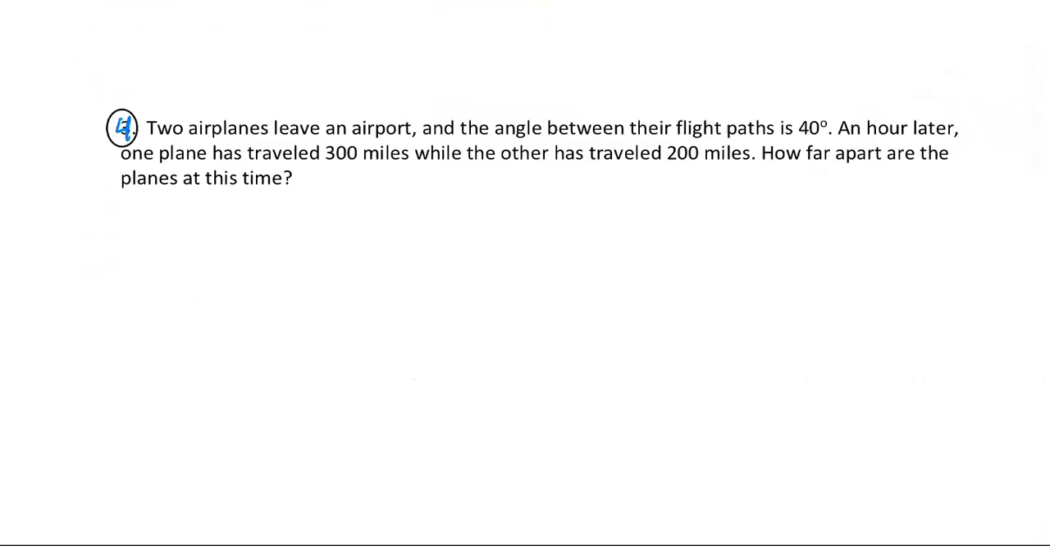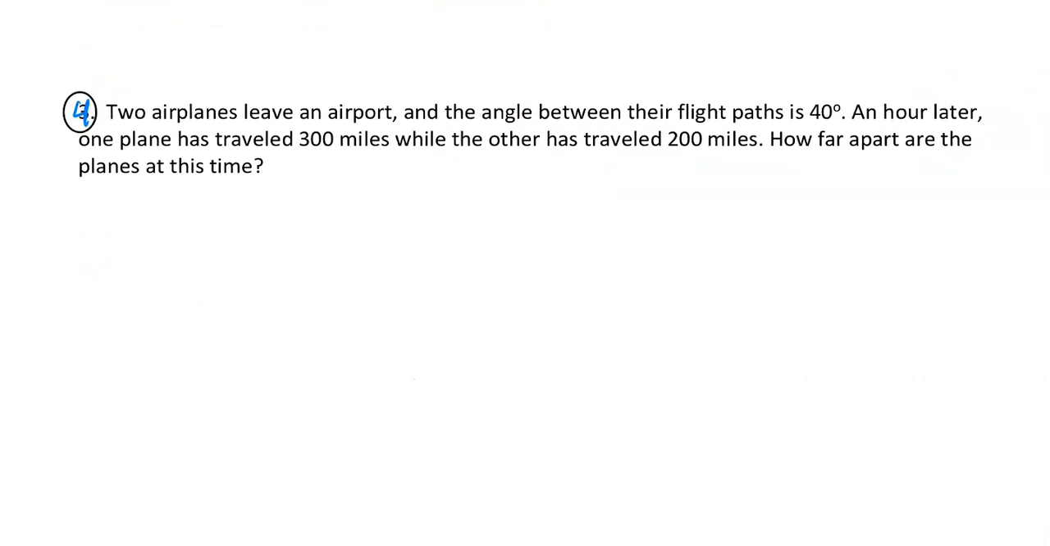And then lastly, I want to help you with the diagram and then you'll solve it from there as a try this. It says 2 airplanes leave an airport and the angle between their flight paths is 40 degrees. An hour later, one plane has traveled 300 miles while the other has traveled 200 miles. How far apart are the planes at this time?